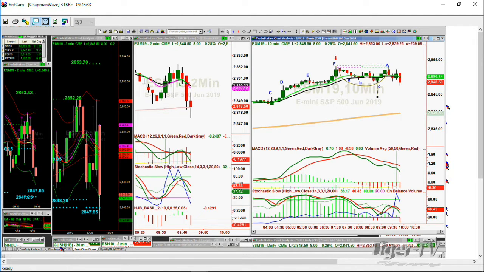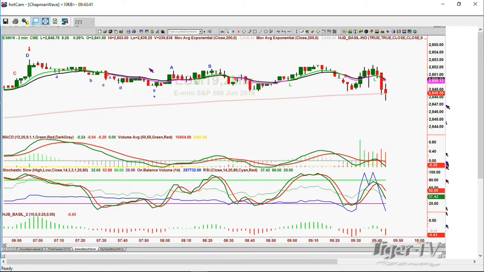This is just a test case, the E-mini 10-minute chart. Not a big deal. Let me show you. On the 2-minute chart, what we did, made that peak D. We're always looking at that D. It makes a double top, and now it's pulling back. Went under the orange 200-period exponential moving average. All right, enough with that.